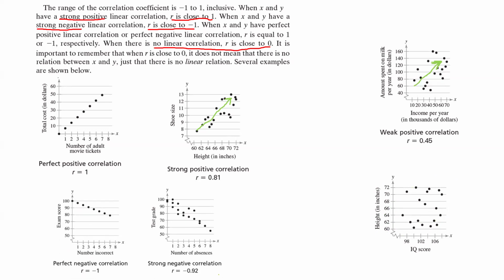Two negative correlations for you. One of them is perfect negative correlation. We see the points are all lined up and it is a decreasing line. Strong negative correlation, R is negative 0.92. And as you can see, you have a decreasing trend in the data.